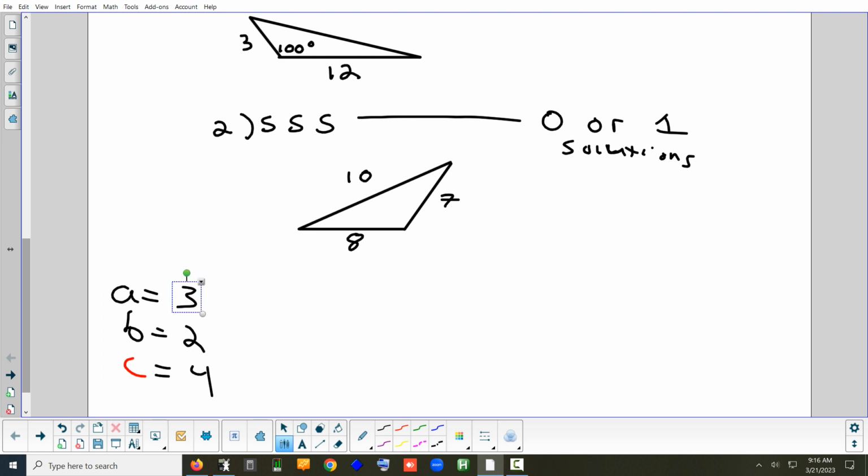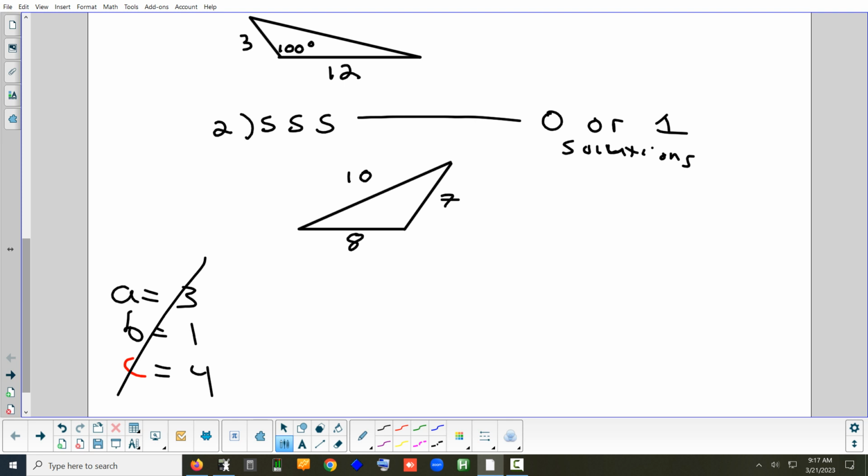3 plus 2 is 5, 4 plus 2 is 6, 3 plus 4 is 7. Yeah, that would work. Okay, but any two sides added together have to be bigger than the third. Not equal, bigger. So that would not work. So that's how you check with side, side, side if it's going to work. Just quickly make sure any two sides added together are bigger than the third side.